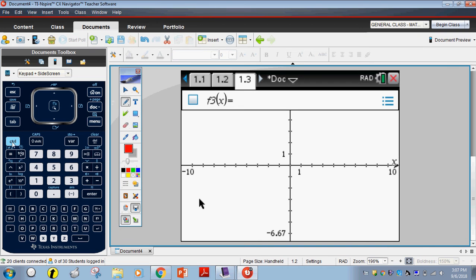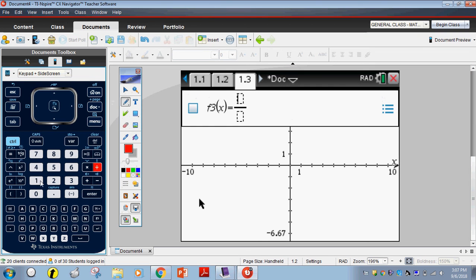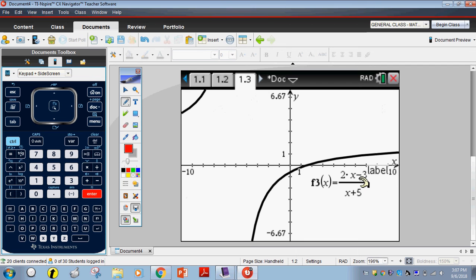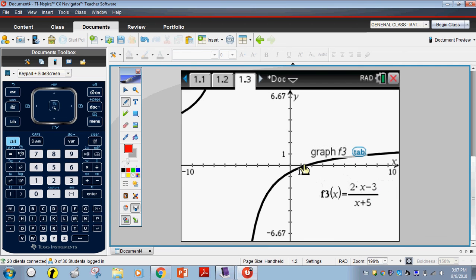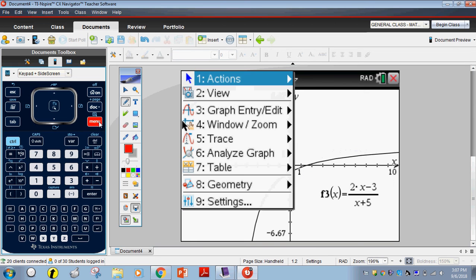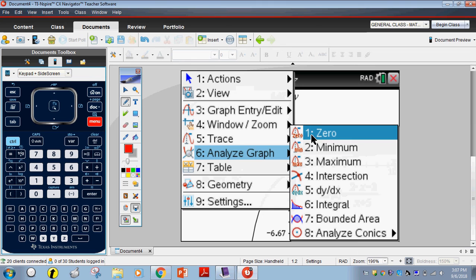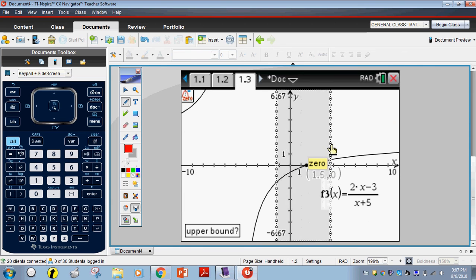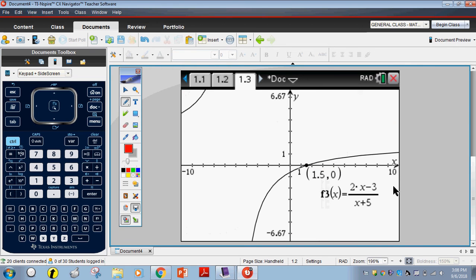You actually graph the whole thing. So I'm going to type in 2x minus 3 over x plus 5. Okay. Do we see where we cross the x-axis? Does it look like we're halfway in between 1 and 2? Yeah. So that means we're pretty good. So let's just double check. Menu, 6, 1. Left, right. Were we right? Yes.